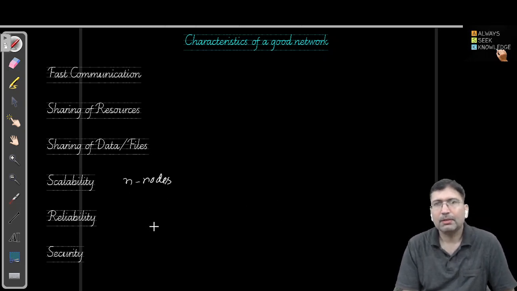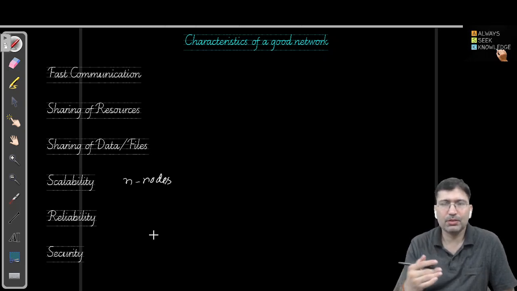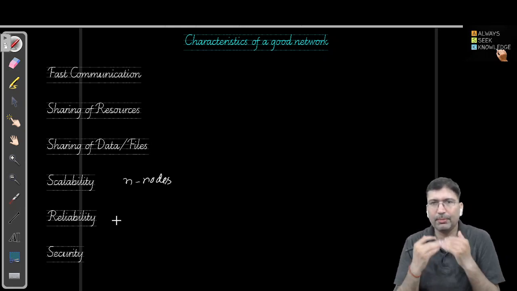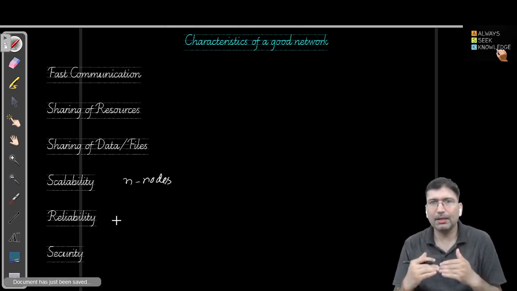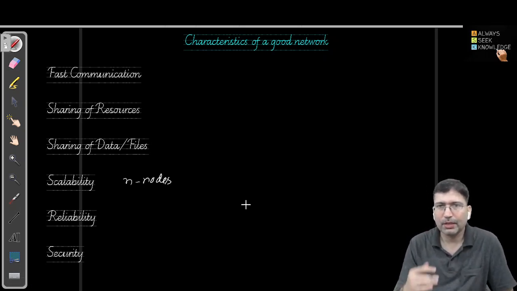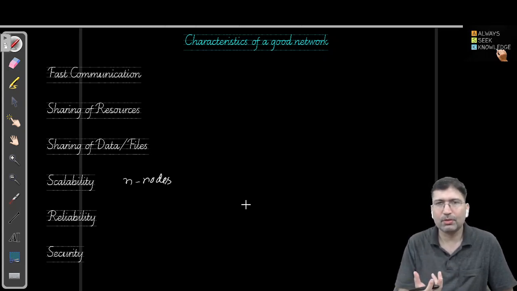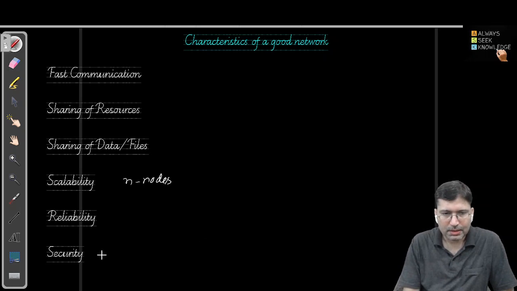Then reliability. The reliability of the data exchange or communication needs to be there. If a device is sending a packet or a data unit, it needs to be delivered to the other party. If it is not getting delivered, there has to be a mechanism which will intimate the sender and initiate corrective action. It should not be that one node is sending data and it is being lost and it is not being intimated or corrective actions have not been initiated.